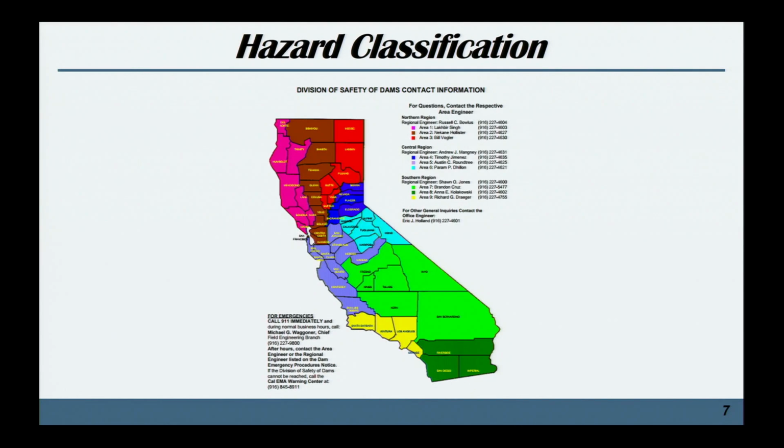If you have a question about your hazard classification, or would like to request a reevaluation of your hazard classification if you think it should be different, you can contact your area engineer. The contact information is on the slide. We have handouts in the back, and this flyer is also available on our website.